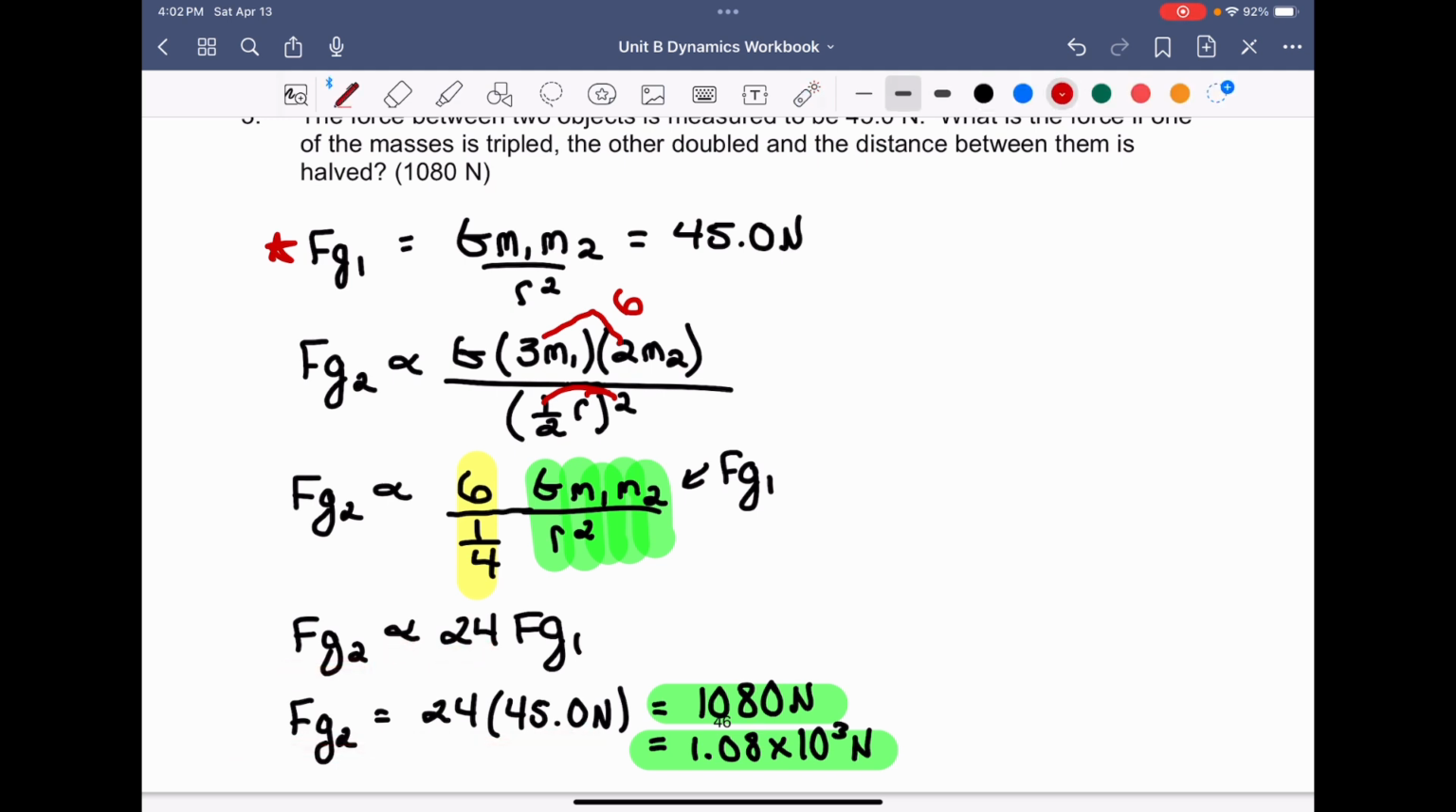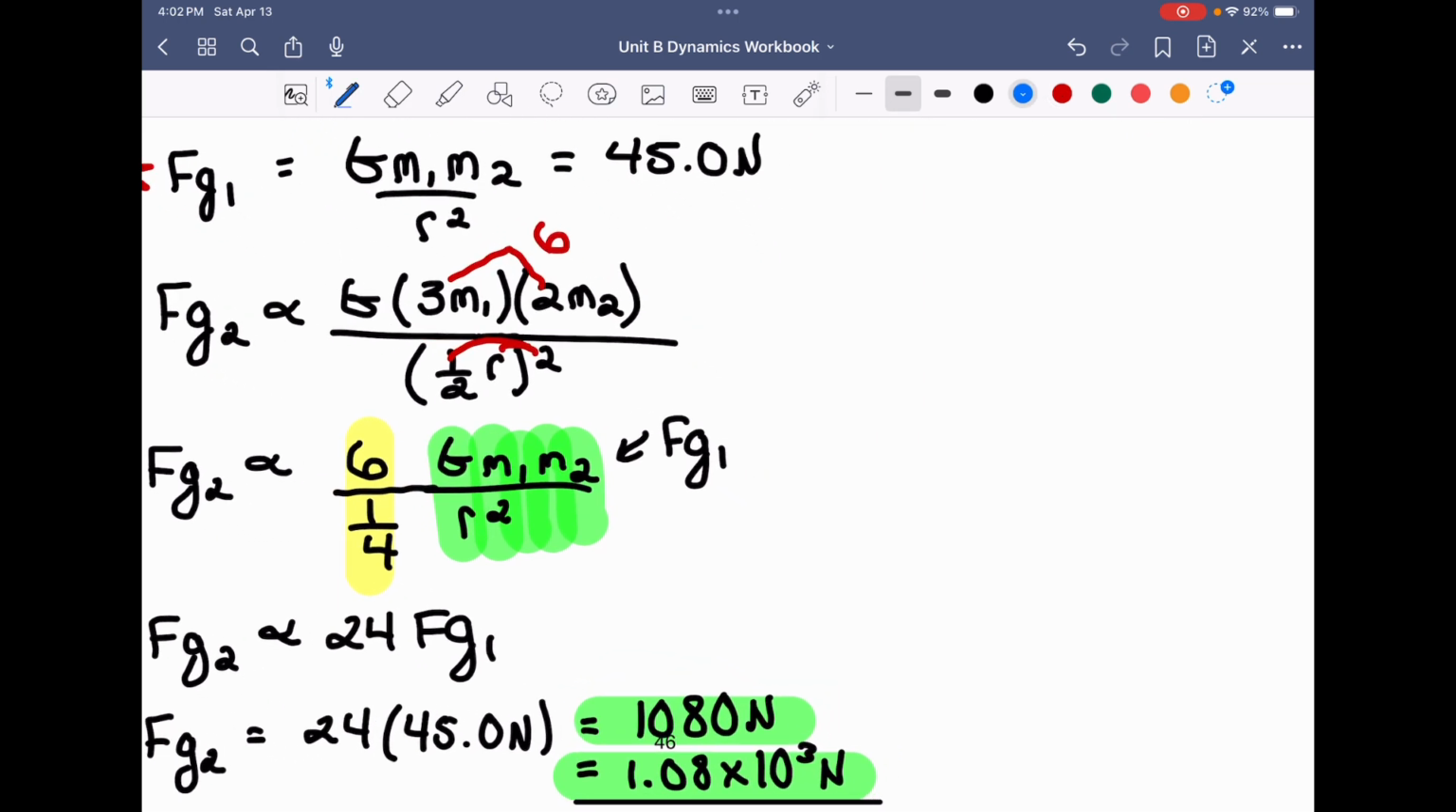Now, I'm going to show this in a much simpler way, and you can totally replicate this on tests. I'm a-okay with you doing this. Instead, in blue, I could say Fg2 is proportional to, well, in the first case, we multiply one of the masses by 3, the other one by 2, and the radius ends up getting halved. So it's 1/2 squared. And this is all a reflectional change on Fg1. So I can say this change to Fg2 is proportional to this change in Fg1.